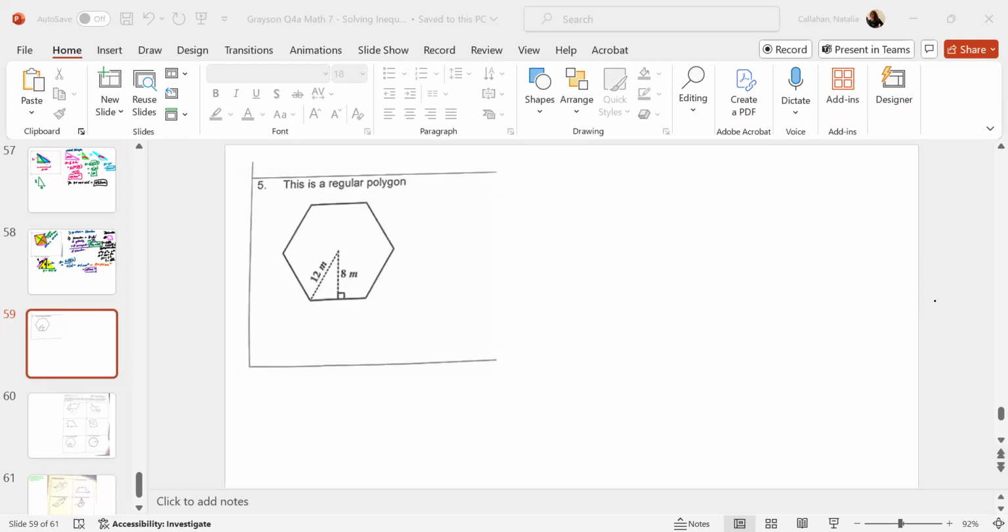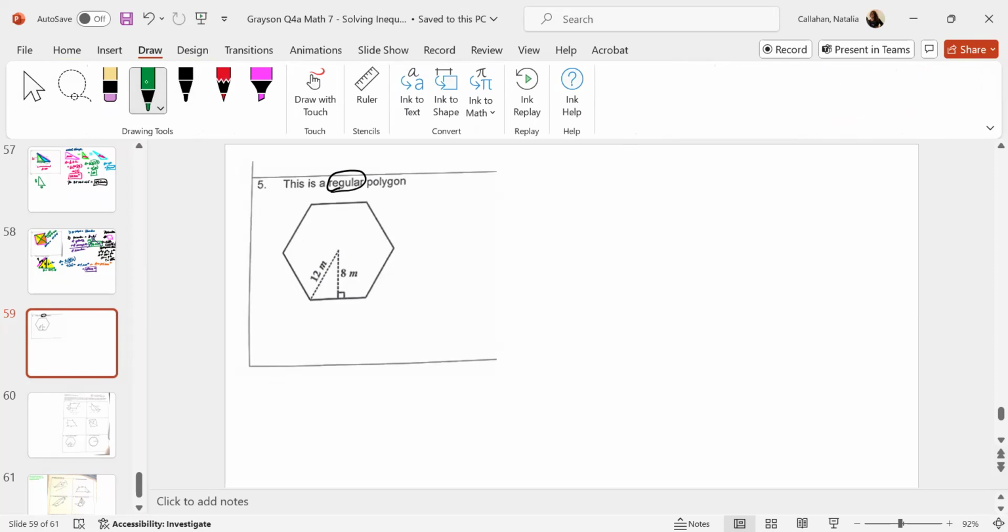This is a regular polygon. Regular means what? All sides are equal. Yeah. How many sides are there? We have 6. What is it called? Hexagon. Hexagon equals 6 sides, right? Good. All right. So I want you to go ahead and break this down. How many triangles can you break this into? 6, right?